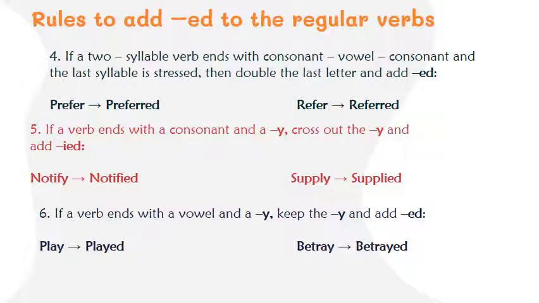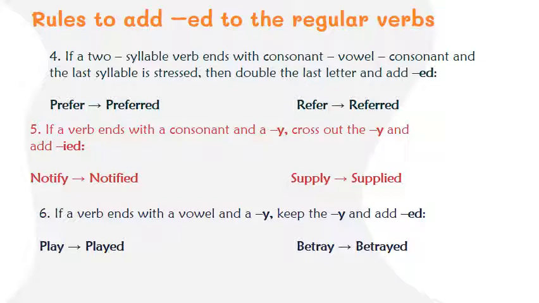Number 5. If a verb ends with a consonant and a Y. Now I come to the point that we didn't explain in the previous slide. When the verb ends with a Y and the Y is preceded with a consonant letter, it means if I have a consonant letter before the Y, then I have to cross out the Y, replace it with I, then add ed, like notify, notified, supply, supplied.